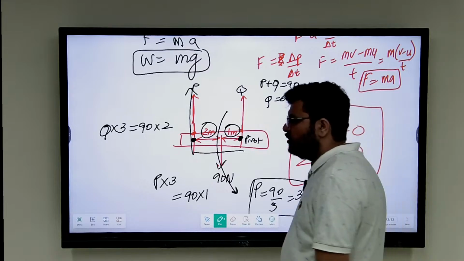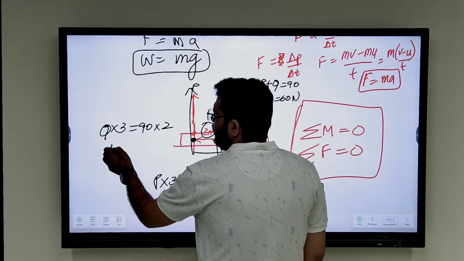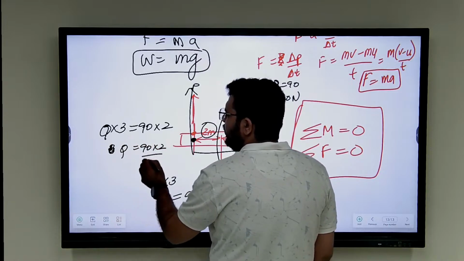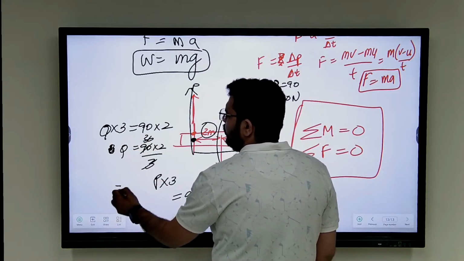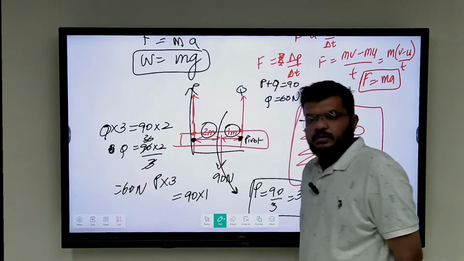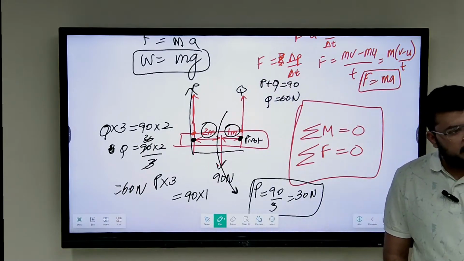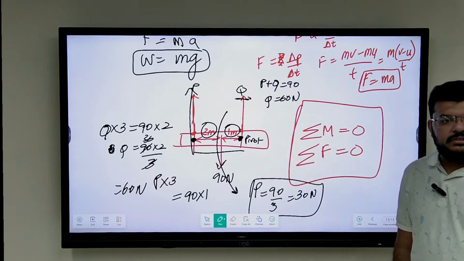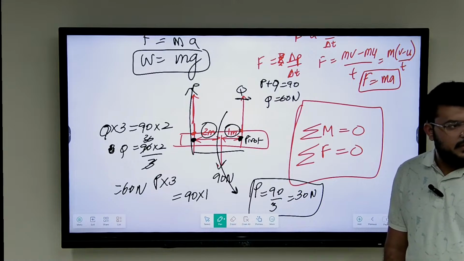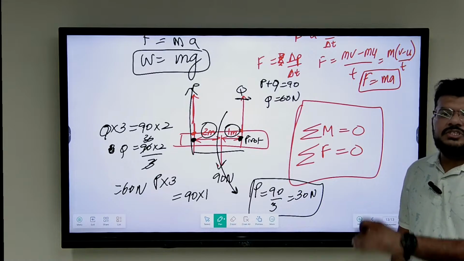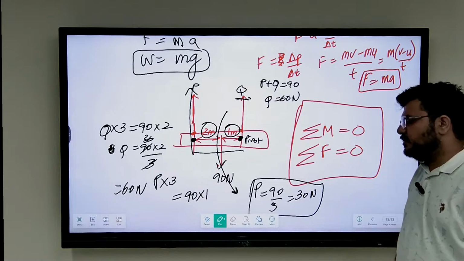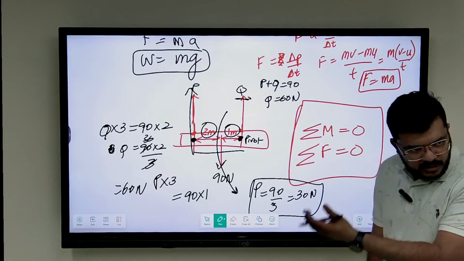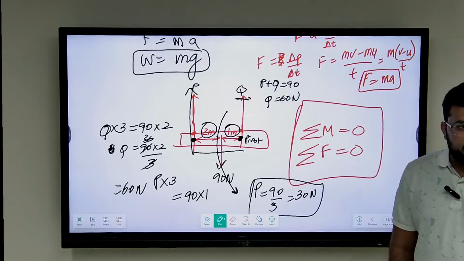So if that is the case, then Q is equal to 90 into 2 by 3, 30 into 2 is 60 Newton. In both the cases, we are finding that the reactive force at Q is equal to 60 Newton. If this is true, only then this board is in equilibrium. Otherwise, it will either rotate or move somewhere.